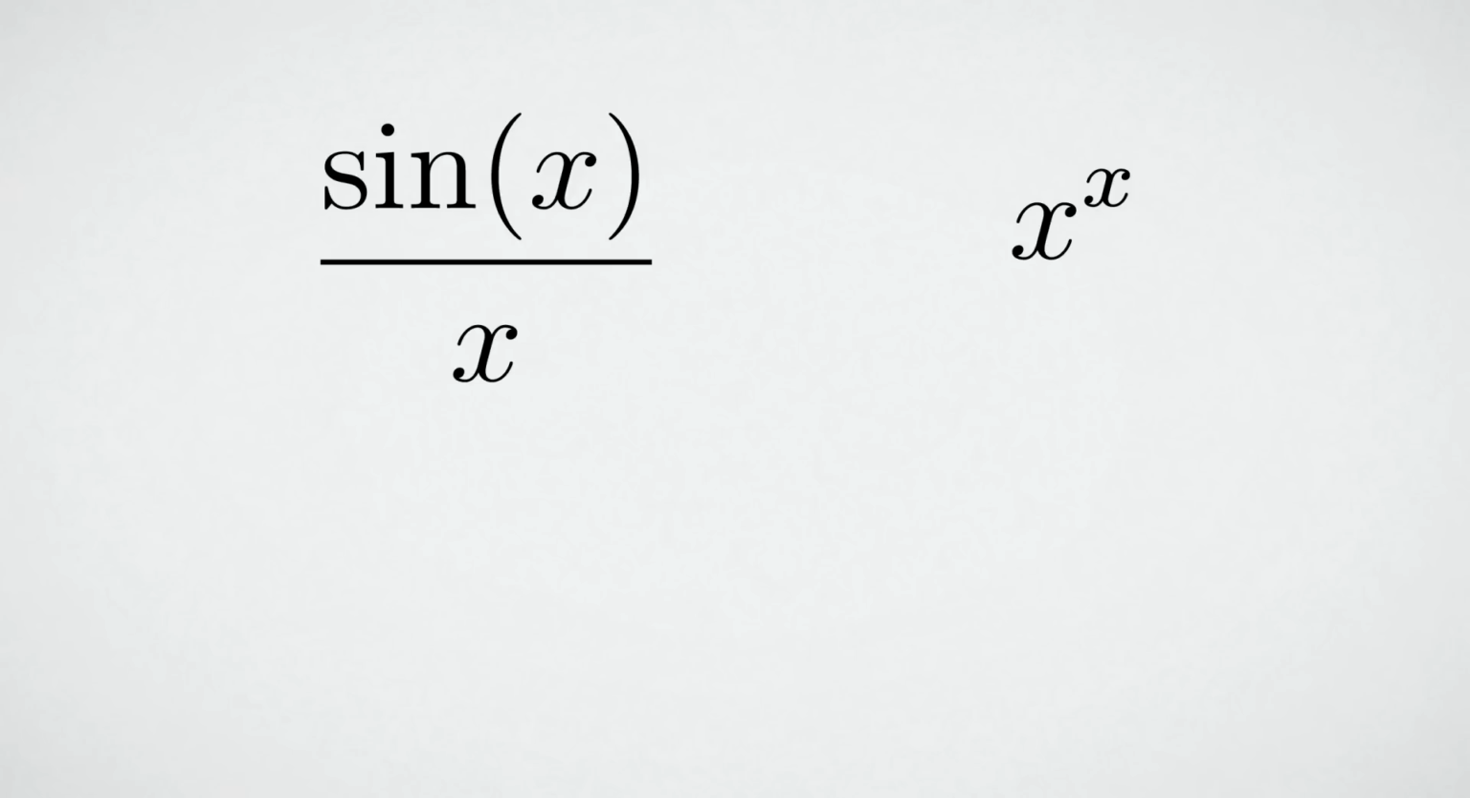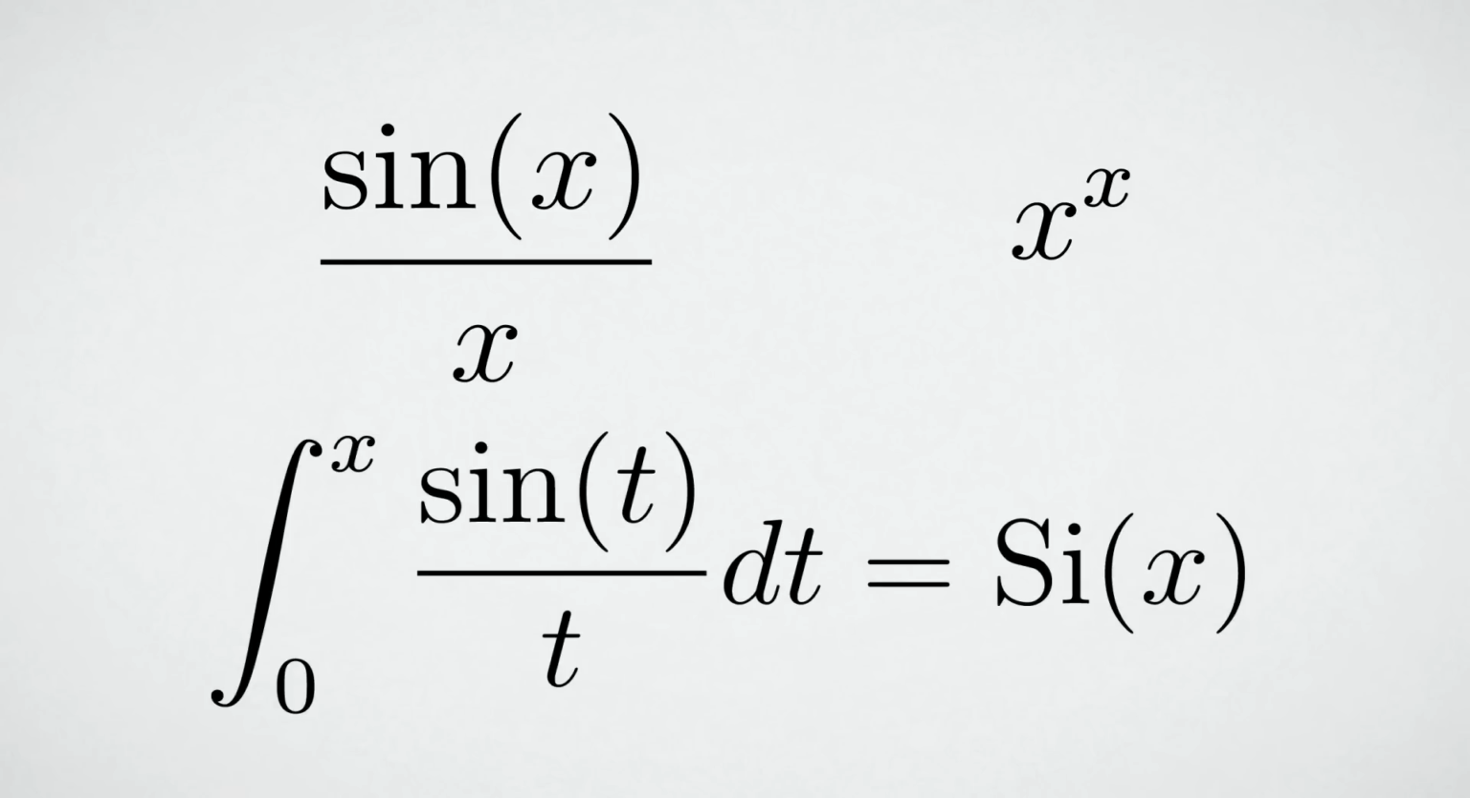So to compensate for that, mathematicians actually had to define the integral of sine of t over t dt from 0 to x as Si of x, also known as the sine integral. And that's pretty much the most you can do without constructing the Taylor series and integrating term by term.